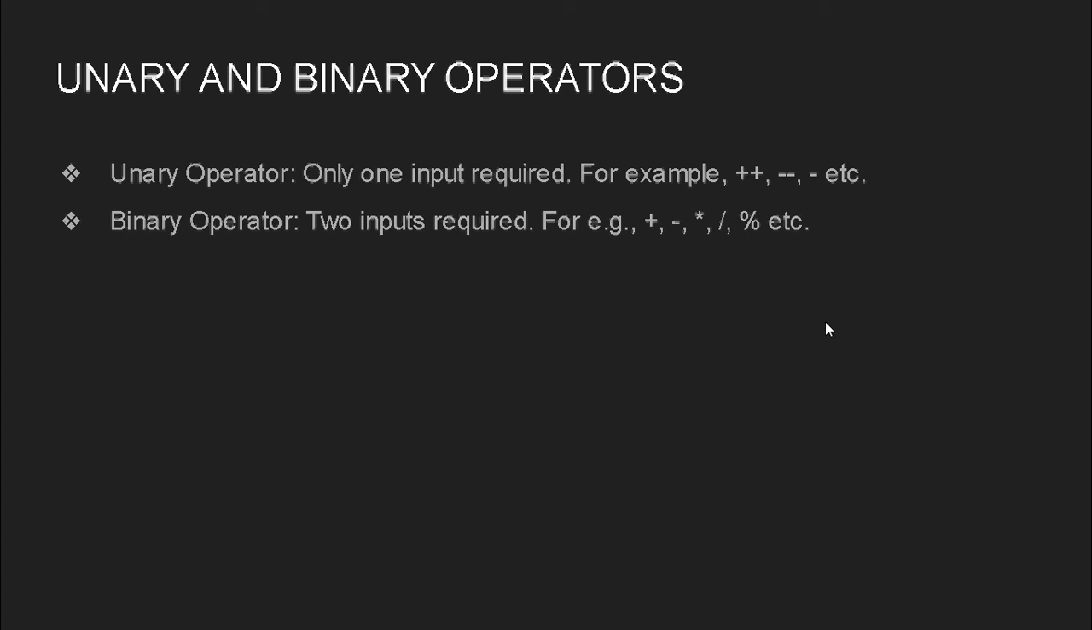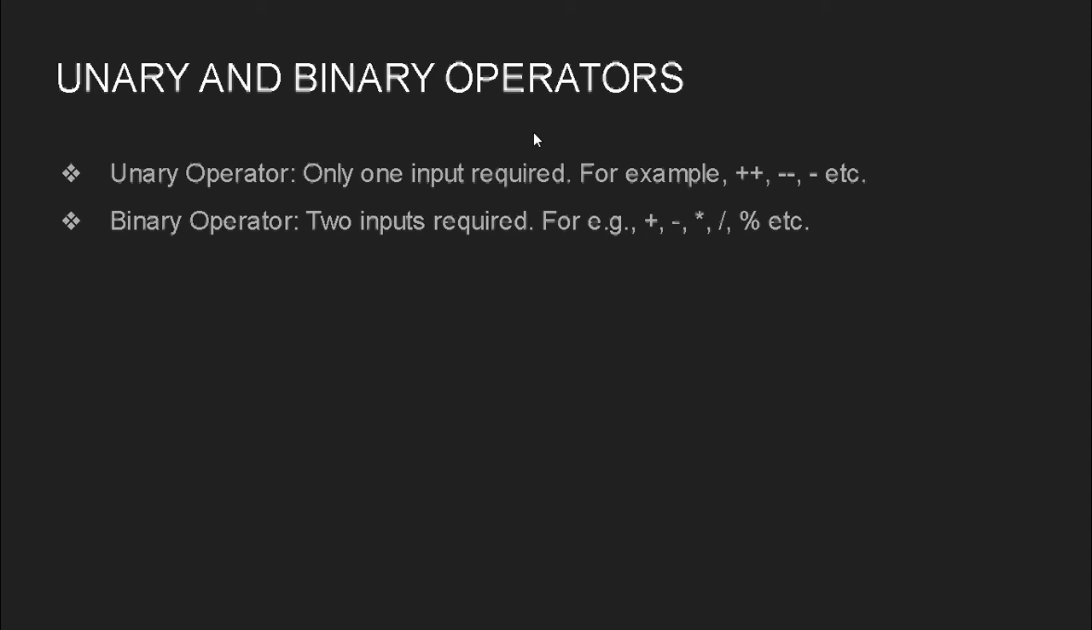If I talk about unary operators, here I have given three examples. One is plus plus, the increment operator. Minus minus is the decrement operator, and minus is the unary minus operator. It is not a subtraction operator. It is very important to remember that this is not a subtraction operator. The subtraction operator is going to be a binary operator. But this minus operator is a unary minus operator, which makes a number negative. We are going to discuss this in detail in the next slide.